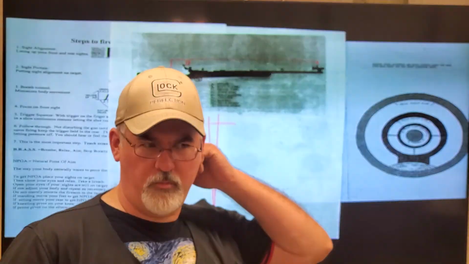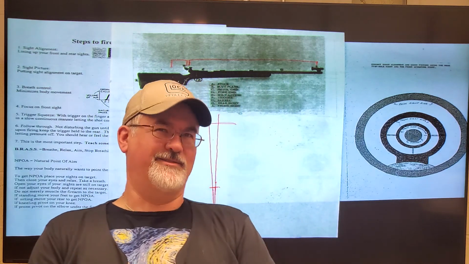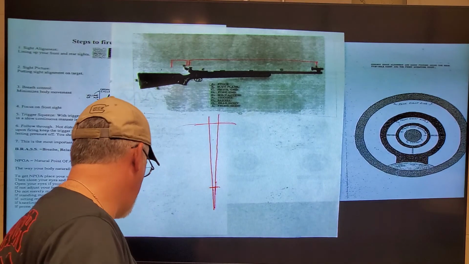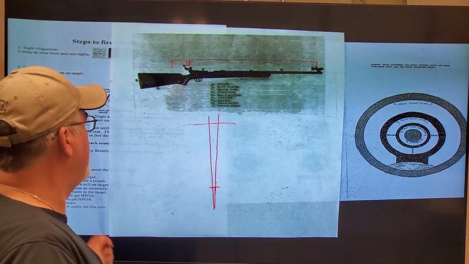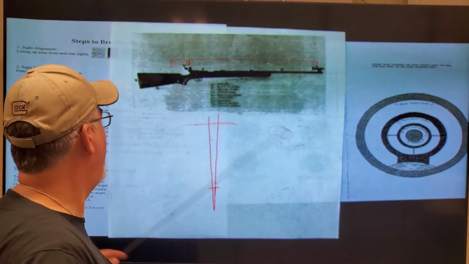I'll ask people occasionally, why is a rifle more accurate than a handgun? And the common answer is, well, it's got a longer barrel. That's not exactly true, but it has a bearing on the true aspect of it. What is the truth?